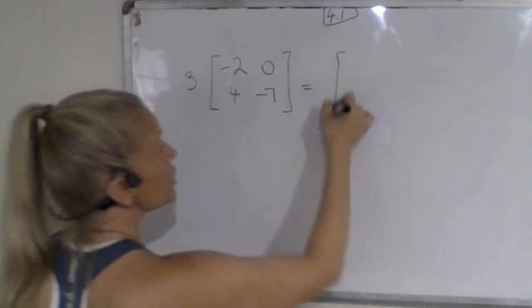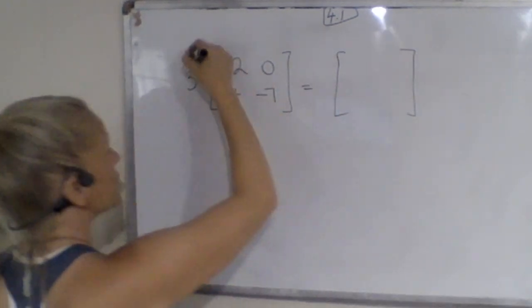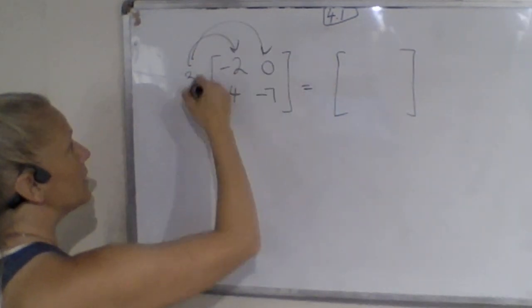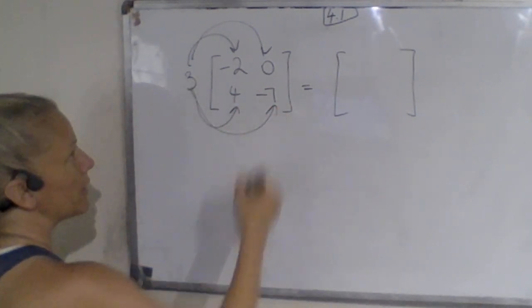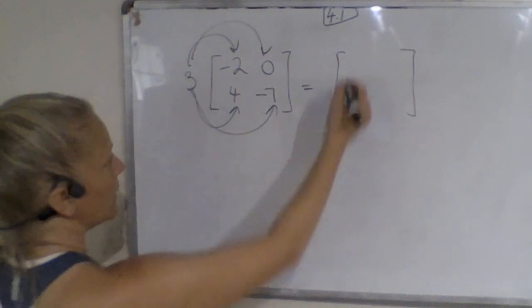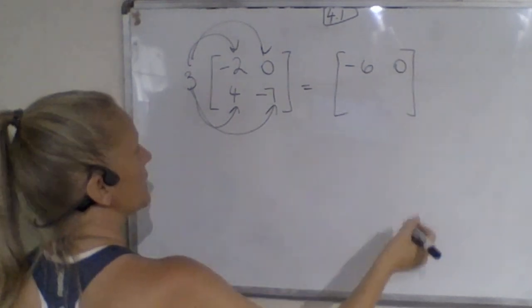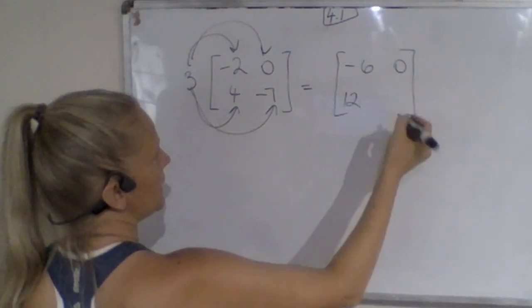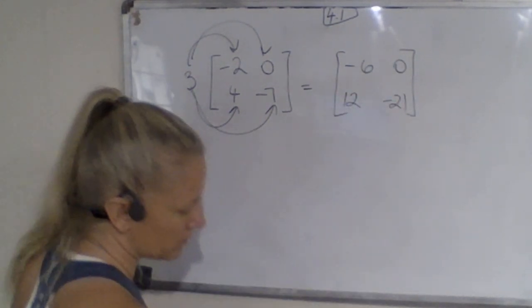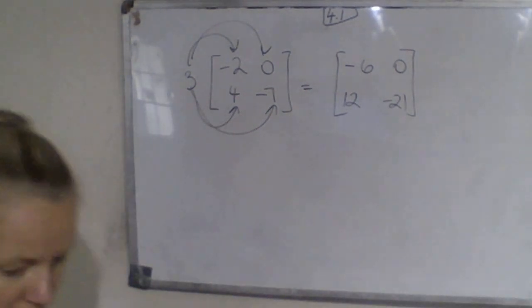Well, this is just as simple as you can think. We're just going to distribute the 3 everywhere, multiply it with each term, and get our answer. 3 times negative 2, negative 6; 3 times 0, 0; 3 times 4, 12; 3 times negative 7, negative 21. We're done. We have done the multiplication.